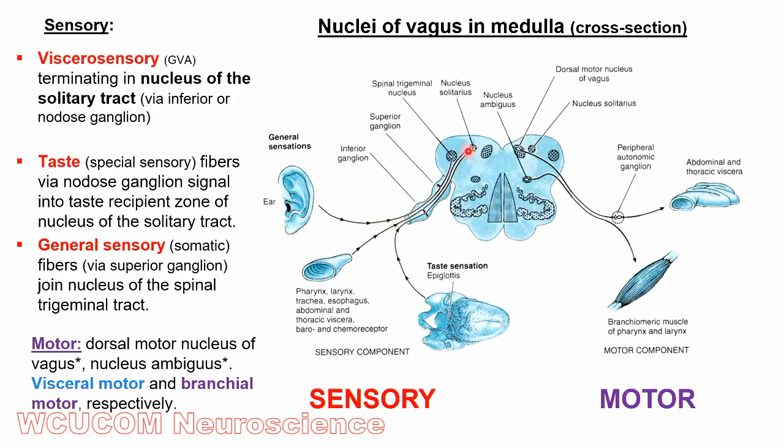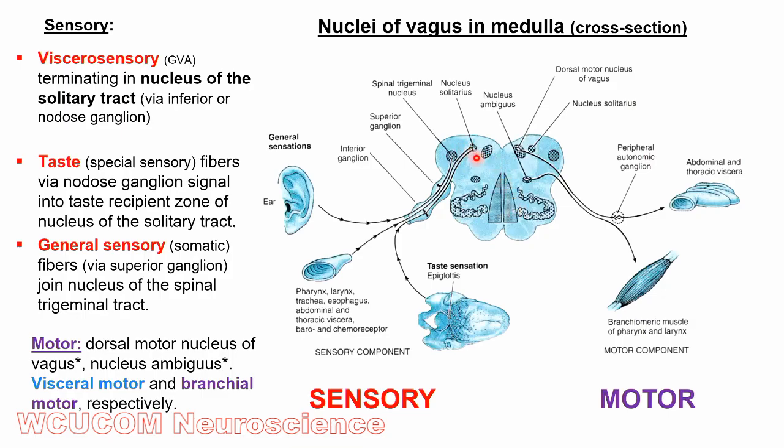The taste fibers, because there is a very small, but the kind of posterior area that is a taste recipient area in the epiglottis. It is innervated by vagus nerve, so that will go to a relatively more lateral portion of nucleus of the solitary tract.